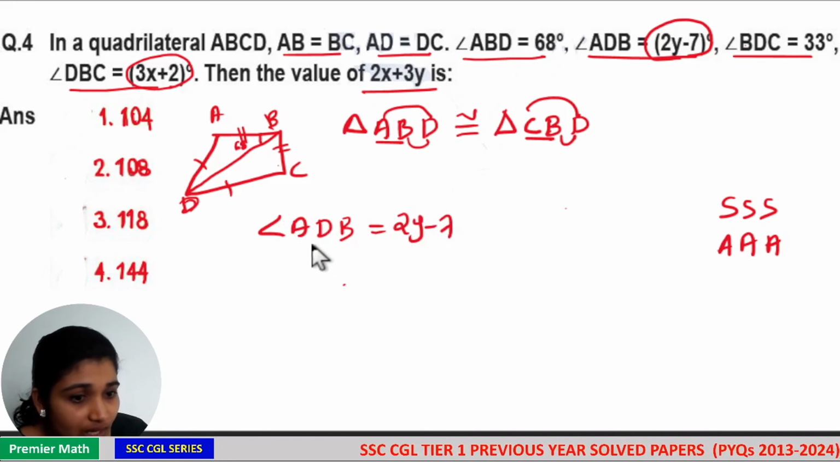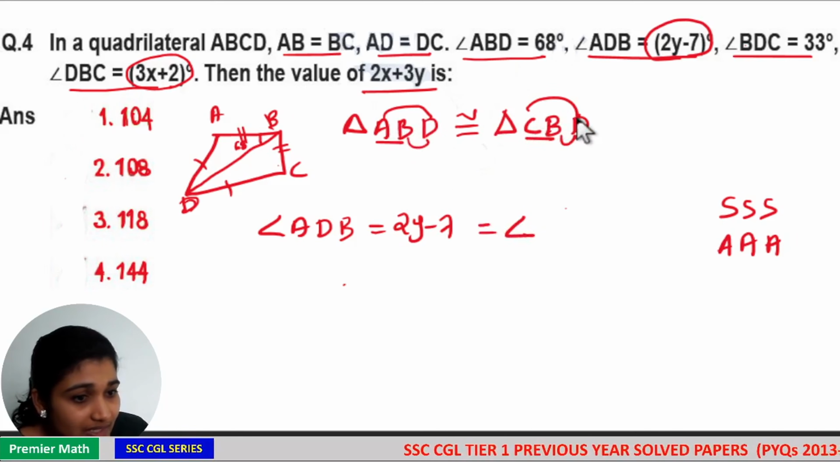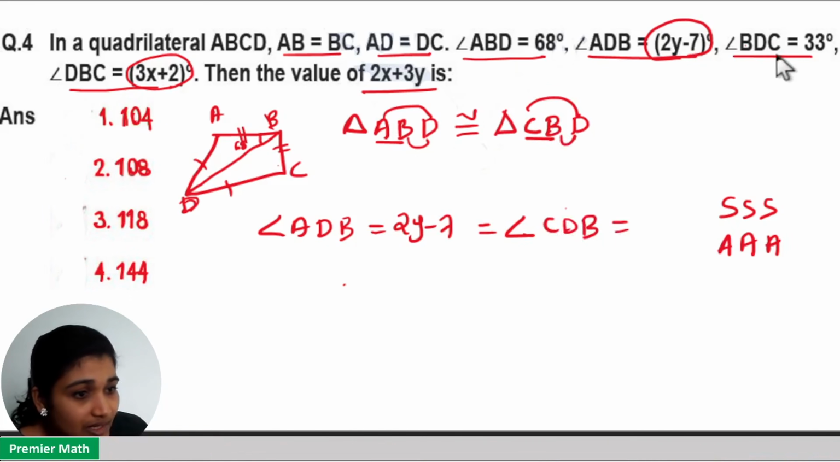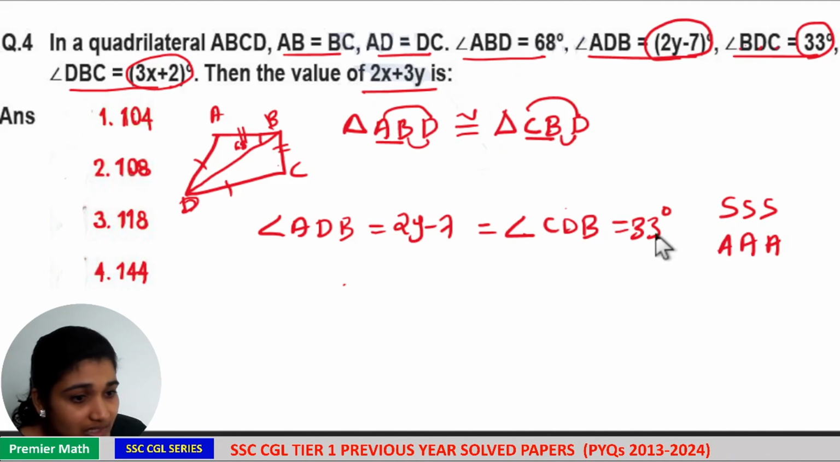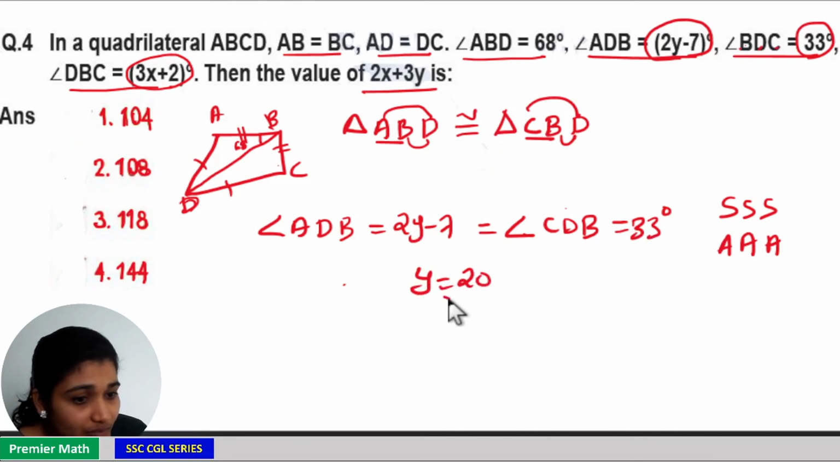Now check for the corresponding angles of ADB in the second triangle. Here ADB. Now write the same letter orientation. Angle ADB is similar to angle CDB. Now check for angle CDB. Here angle CDB is given as 33 degree. Middle letter is D. Just B and C is reversed. But angle is same. Angle CDB is same as angle BDC, which is 33 degree. Which means 2y minus 7 is 33, means 2y is equal to 40. Then y is equal to 20 from this.